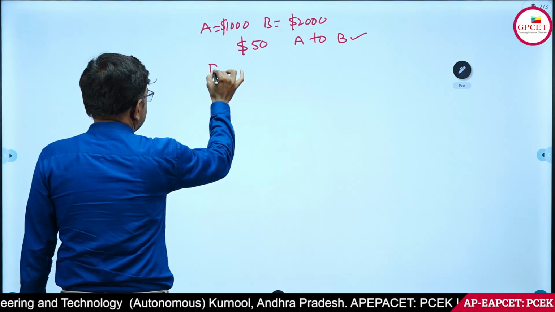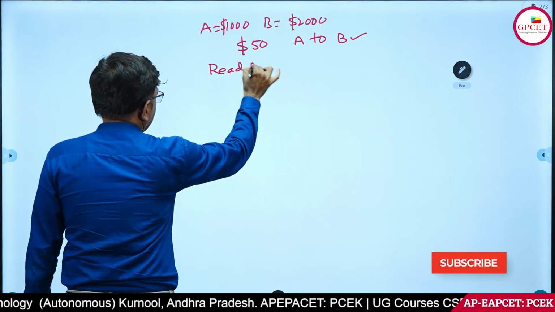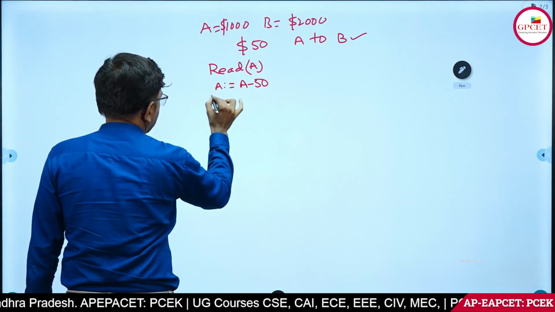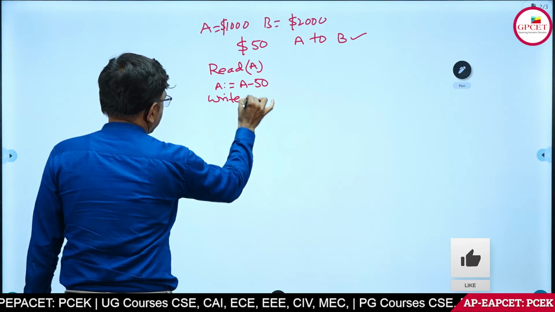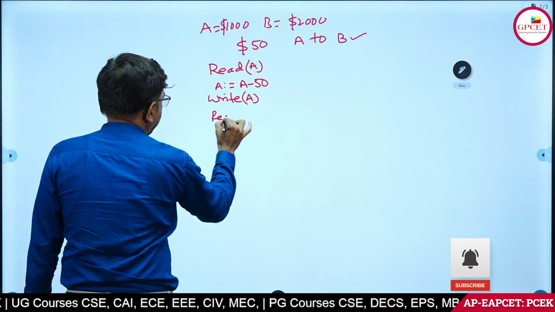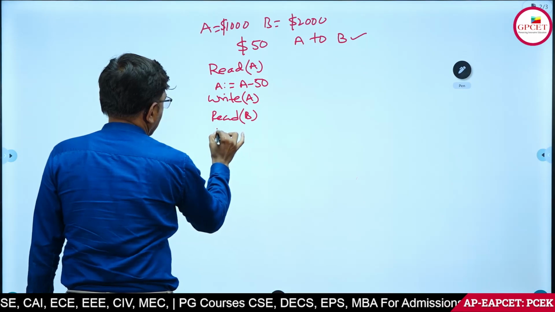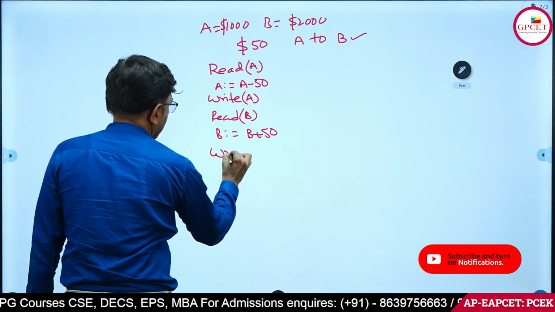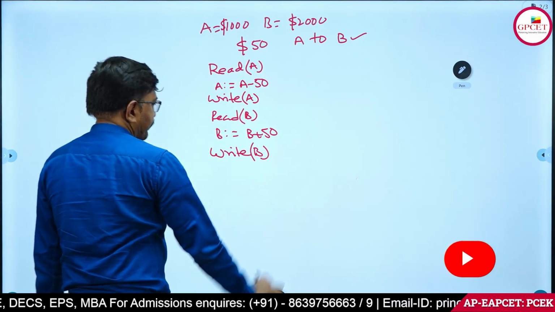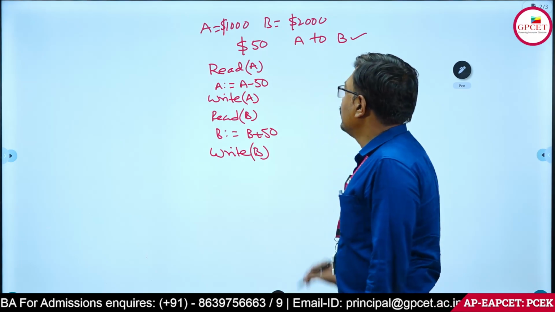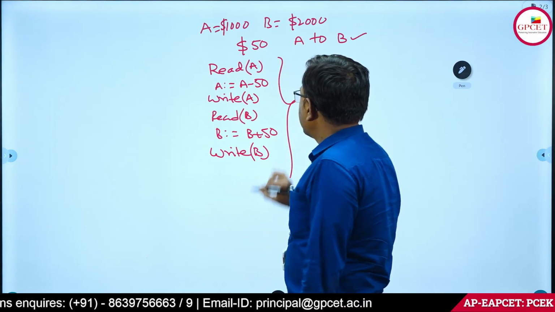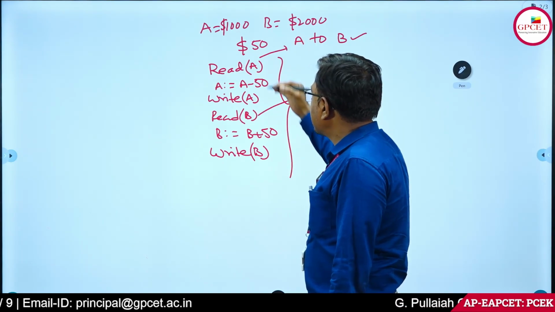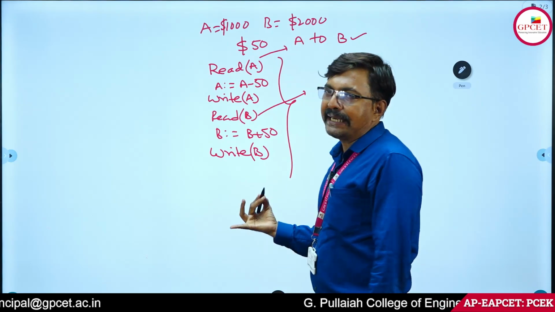Pseudocode: read A, A equal to A minus 50, write A, and then read B, B equal to B plus 50, write B. This is the simple pseudocode of the transaction. Read A: A is the data item. Here B is also a data item. Read gets the values, and write updates the data items.